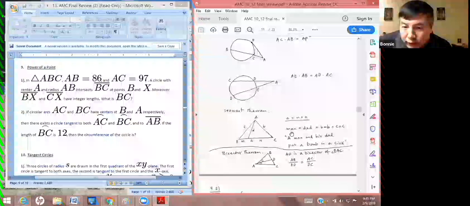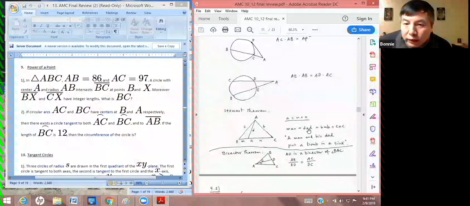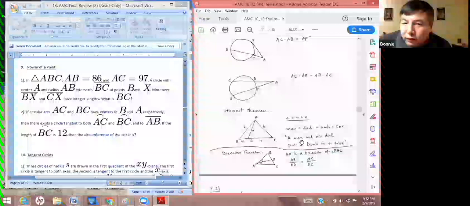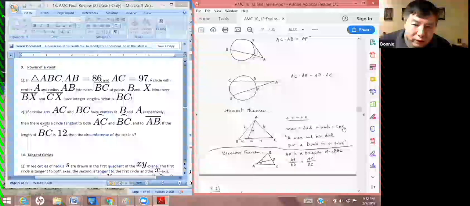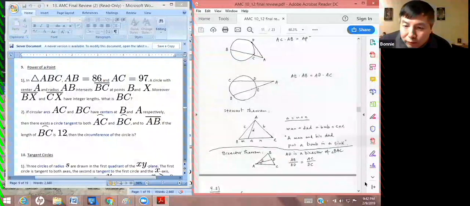Usually, if you try to memorize this one, it looks a little bit complicated, but we can memorize it easily. Somebody made this joke: a man and his dad put a bomb in a sink. So you see here, MAN, man plus dad, equals bomb plus sink. You can memorize it this way, and then this formula becomes much easier to memorize.